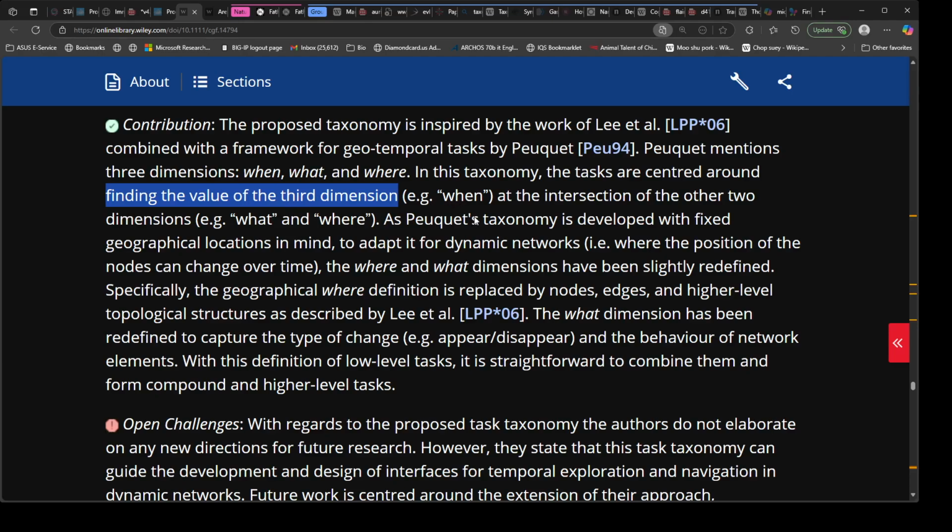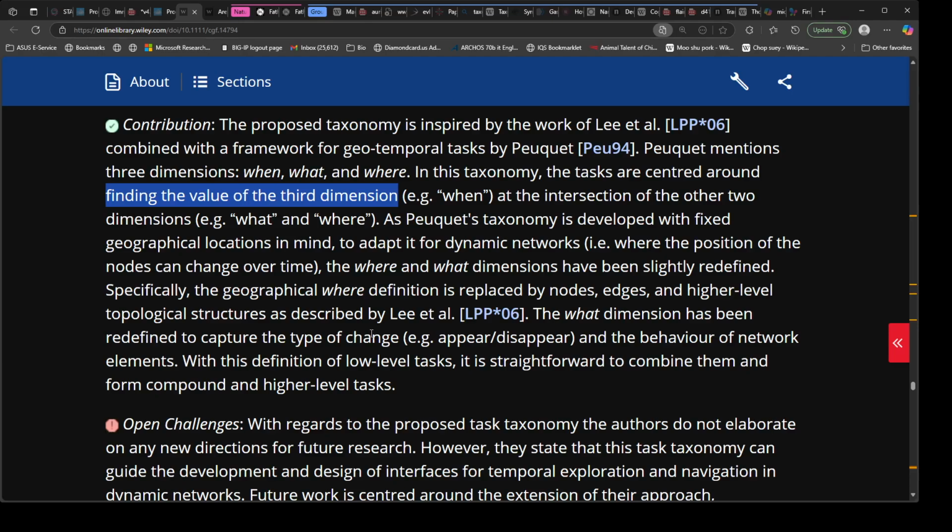As Peuquet's taxonomy is developed with fixed geographical locations in mind, to adapt it for dynamic networks, i.e. where the position of the nodes can change over time, the where and what dimensions have been slightly redefined. Specifically, the geographical where definition is replaced by nodes, edges, and higher-level topological structures as described by Lee et al. [LPP 06]. The what dimension has been redefined to capture the type of change, for example appear/disappear, and the behavior of network elements. With this definition of low-level tasks, it is straightforward to combine them and form compound and higher-level tasks.